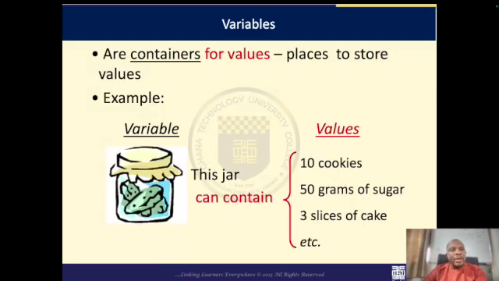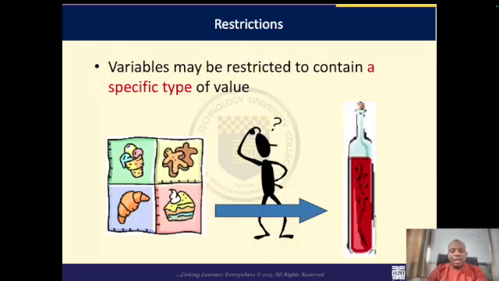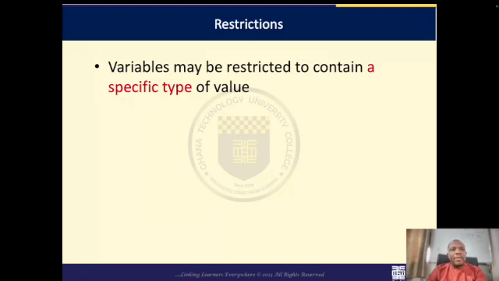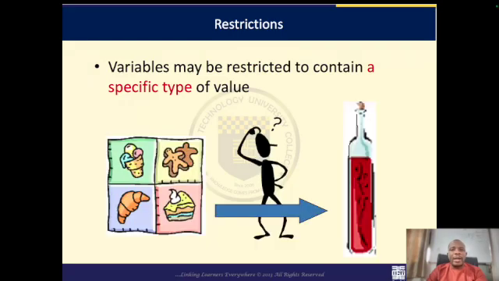So in summary, what we can say is that a variable is a container for storing values. So one thing you should take note of is that a variable can store only a specific type of data. What do we mean by that?